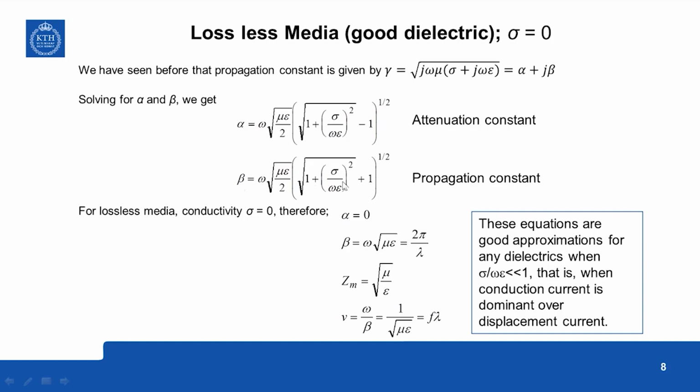Now alpha and beta differ in this term over here. Here it is minus and here it is plus. Now let us consider the lossless media where conductivity equals 0. So we substitute this value into this. Immediately we see that this is equal to 0, but this will not be equal to 0. So this will be the square root of 1 plus 1. So basically 1, and here there is a square root.